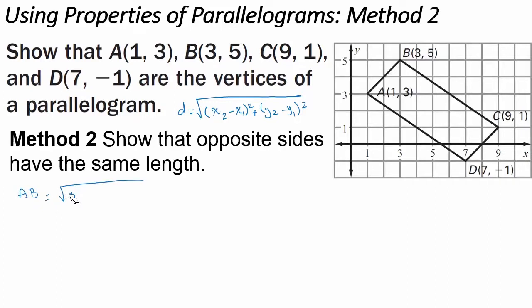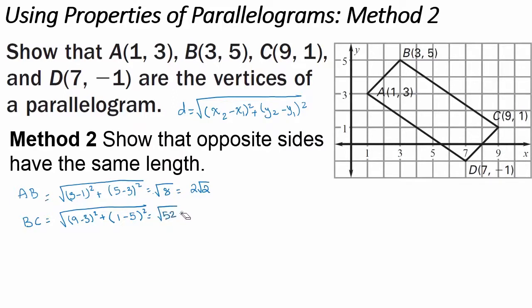Here we have (3 minus 1) squared plus (5 minus 3) squared, which when you simplify gives you the square root of 8, which in simplest form is 2 square root 2. Looking at line segment BC, take the square root of (9 minus 3) squared plus (1 minus 5) squared, and that gives you the square root of 52, which simplified gives you 2 square root of 13.